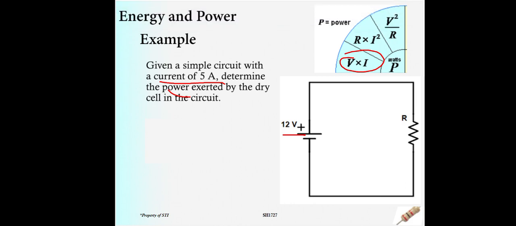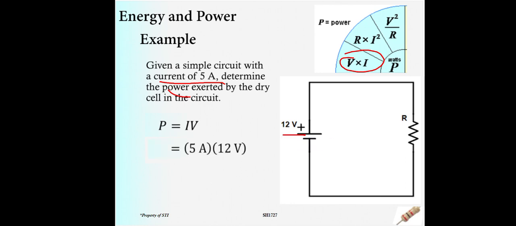Okay, so therefore, when we solve for the power, we just have I, or the current, times the voltage. Or vice versa, voltage times current. Same lang yan sila, no? So, meron tayong given na current which is 5 amperes at saka voltage na 12 volts. So, i-substitute na natin yan sa ating formula.